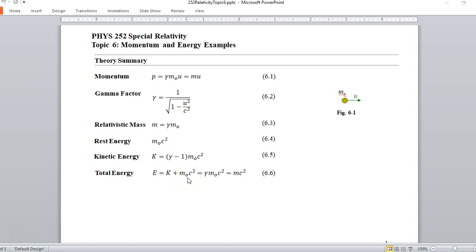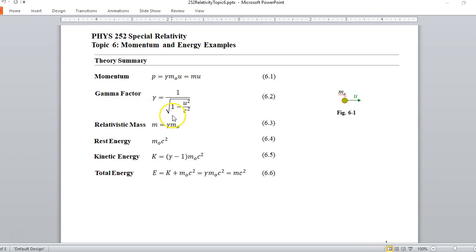Hey guys, okay, so what we're going to do in this presentation, it's topic 6, is some examples involving momentum and energy. So right here on the first slide, I've just summarized the important equations. Here's a little picture showing a particle of rest mass m0 traveling with some speed u.